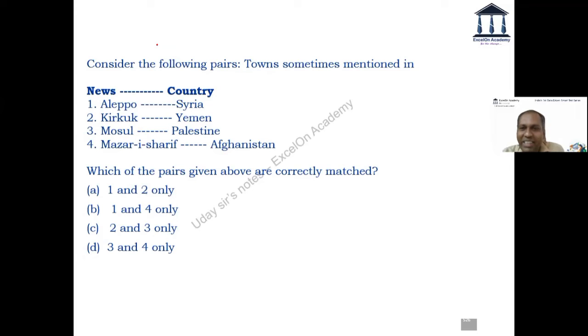So, Mazar-e-Sharif we discussed when we talked about Afghanistan. Great. So, I will know that 4 is for sure there. So, what I'll do? Which options do not contain 4? This does not contain 4. This does not. Oh, that's cool. All that I have to see is whether 1 is correct or 3 is correct.